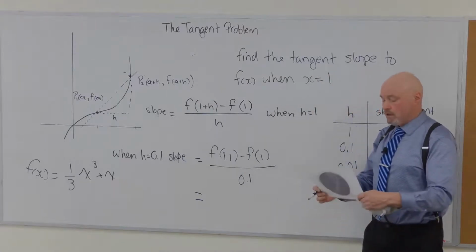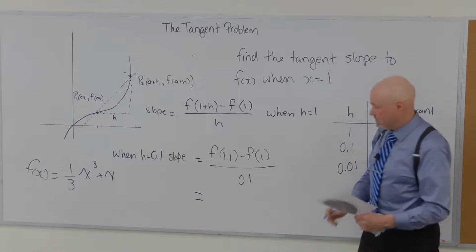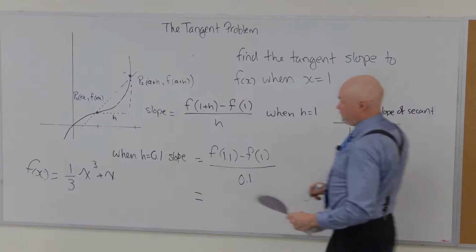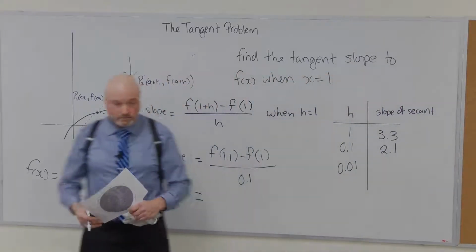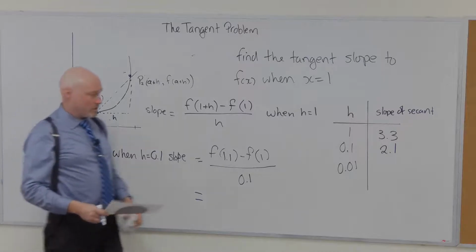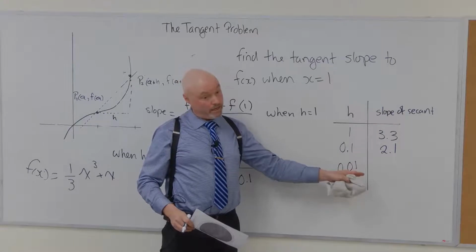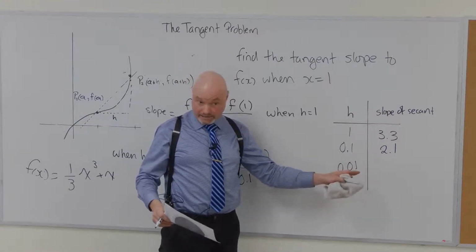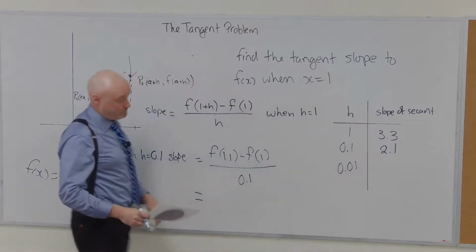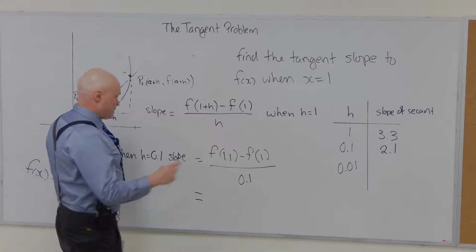Okay. And conveniently, this has been calculated for us. At this point, the slope is 2.1. So we've gone from 3.3 to 2.1. And what we want to see is, where does the secant slope head? We can't know exactly what the tangent slope is, but we can see what the pattern in the secant slopes is going to do as h gets smaller and smaller. Okay, let's do this one more time.